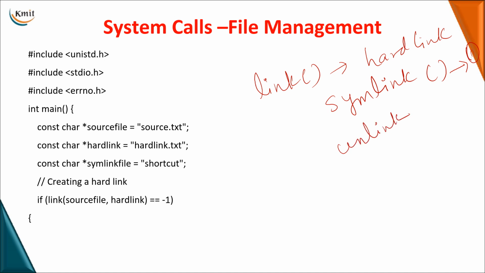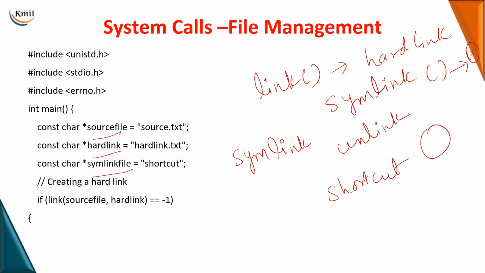If you can see here, we are specifying the source file, hard link, and symlink. Symlink here is nothing but your symbolic link. It is like a shortcut. Whenever we install some apps, we get a shortcut on the desktop. It means that it is not the original file. When I delete the original file, this shortcut will not work. So it just acts as a shortcut, but it is not your actual data.